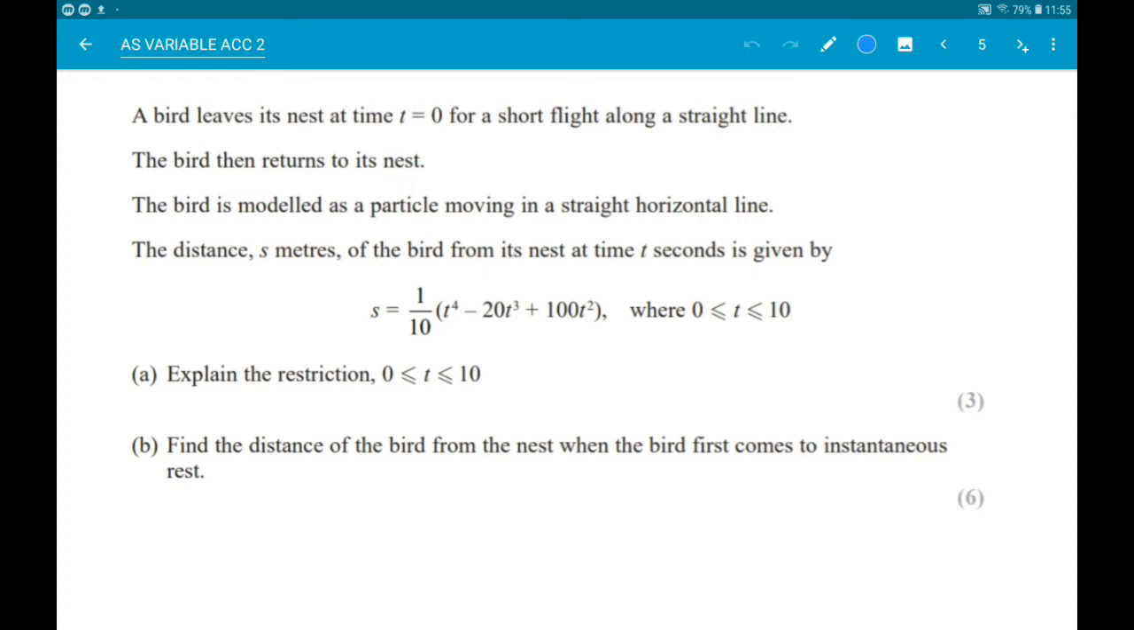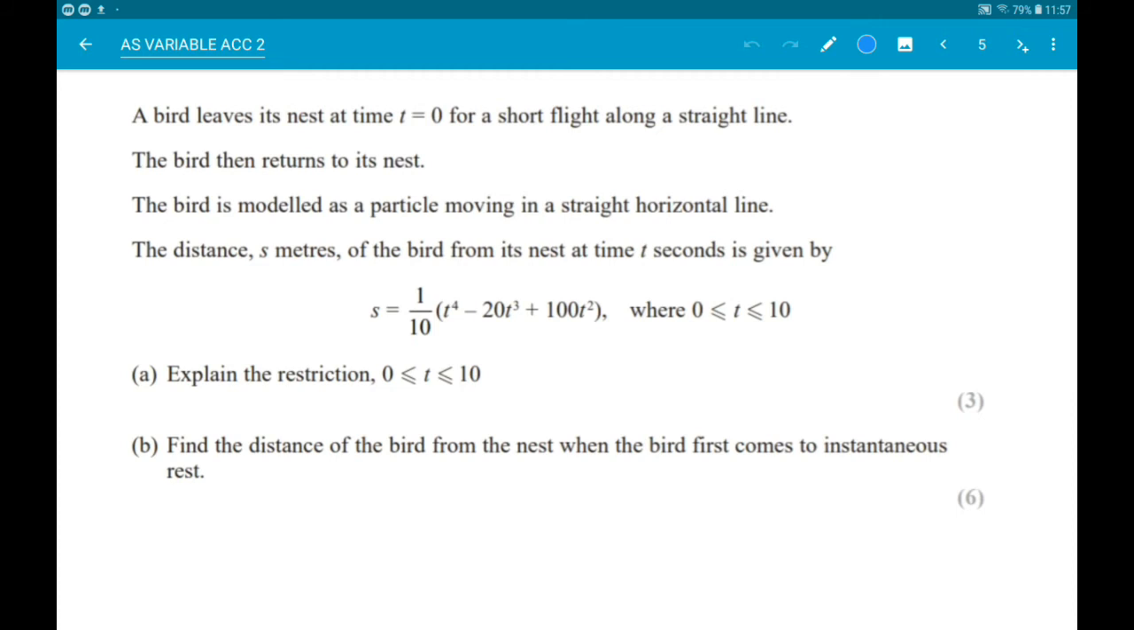Part A, not very clear, wants us to explain the restriction t greater than or equal to 0, less than or equal to 10. Okay then, so again, not very clear. A good way to start this would be to sub in the limits. So t is 0, t is 10, just to see what happens.